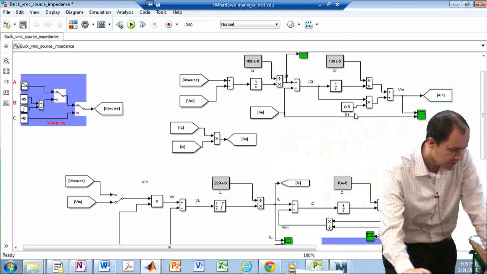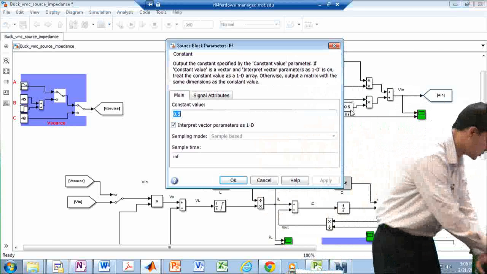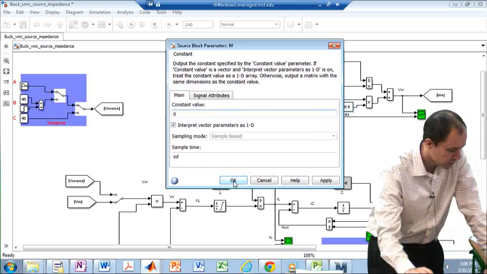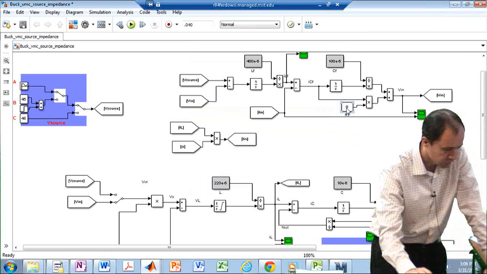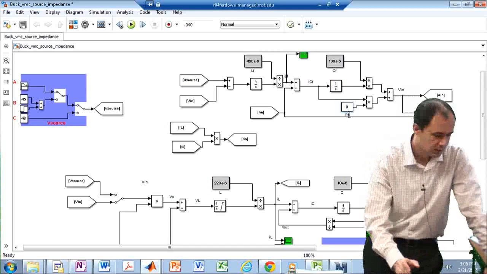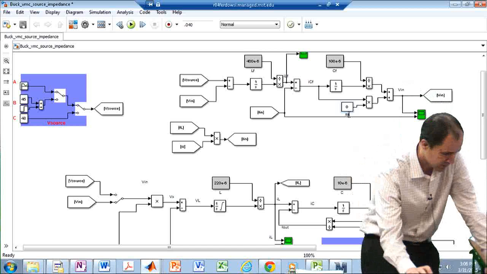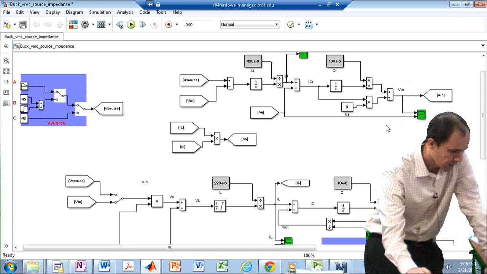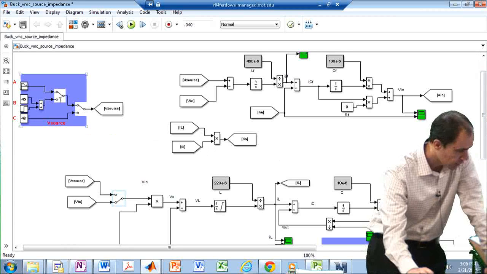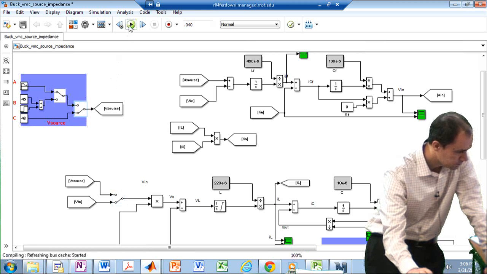So I have placed a filter. This filter has one inductor and one capacitor, and I will explain what this RF is later. But for now, let's say it doesn't exist. It's 0. And I am using the filter. So this is in the down position, and my input voltage is also constant. All right.